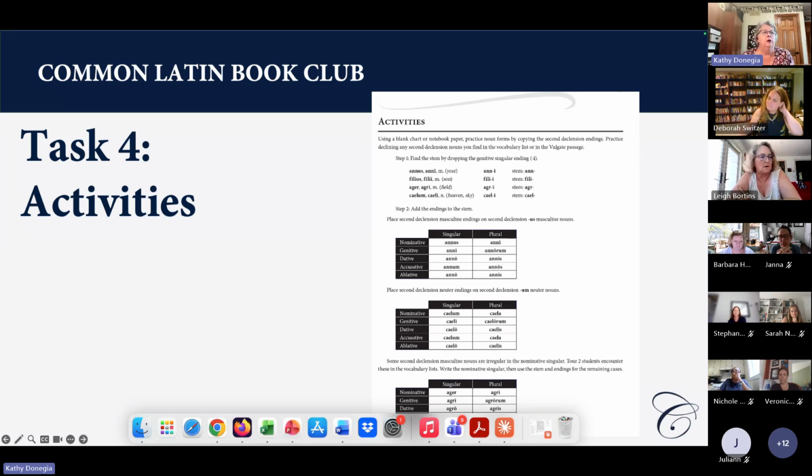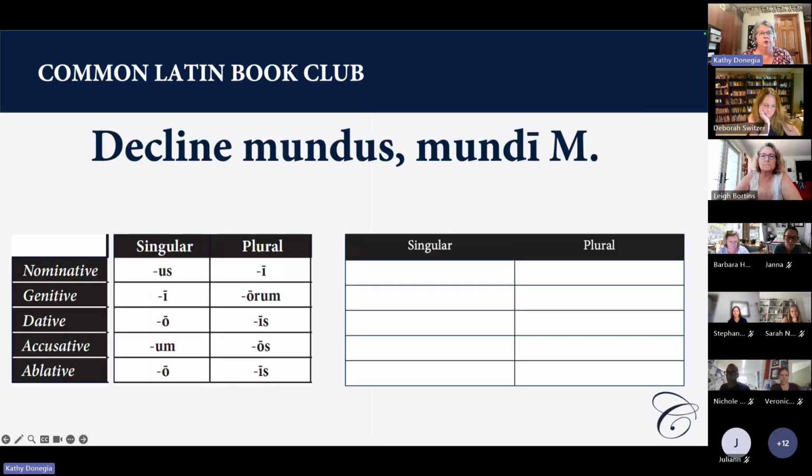So first of all, our working verse for the first part of this series is John 3:16. And actually, three of the nouns in John 3:16 are second declension nouns. So we've got filius, mundus, and deus, and they're all second declension masculine. So I'm going to walk you through how to decline mundus, world, in a way a parent might do this with a student at home.